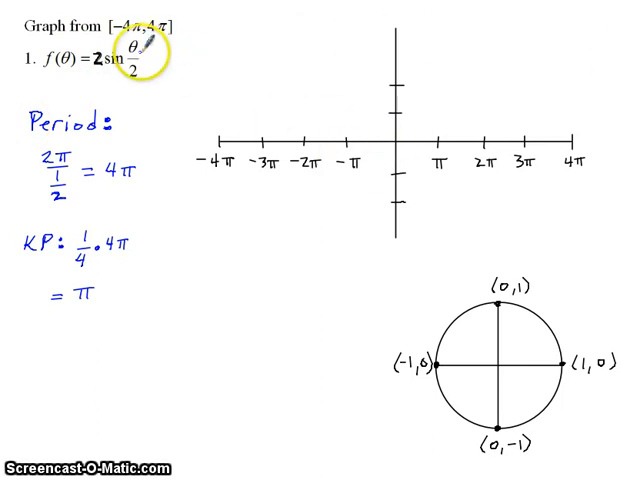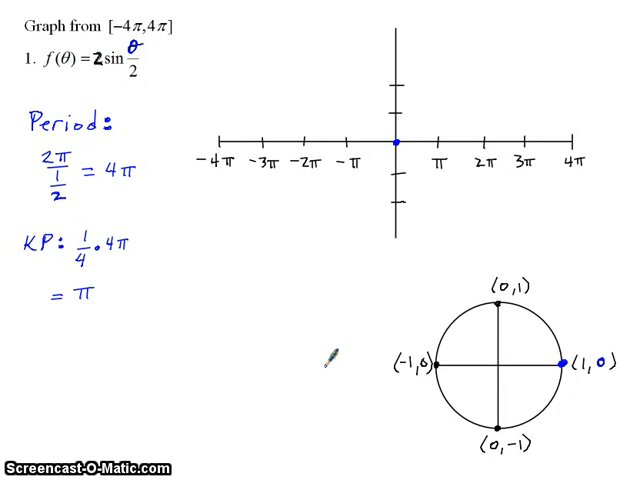If we were to start off at 0 and plug in 0, we would end up with 0 over 2. So we'd end up with the sine of 0. So we say, what is the sine of 0? Sine of 0 is equal to 0. Our y value at 0 is equal to 0. So we have a point here.